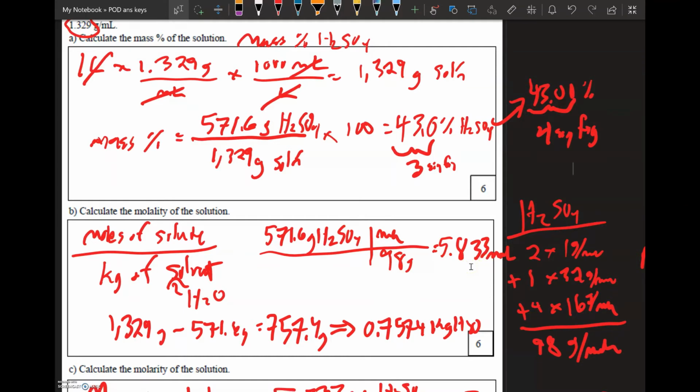So the second thing we got to figure out is the mass of the water. Now what we do know is we know the mass of the solution we just calculated from up here. We know the amount of sulfuric acid that's in that solution, so we subtract the two from each other, and we end up with the grams of water, which we convert into kilograms.